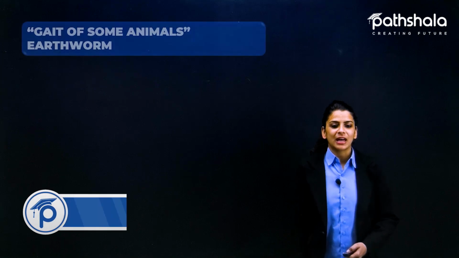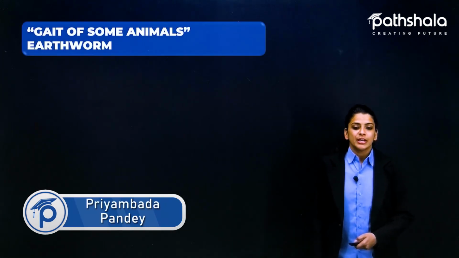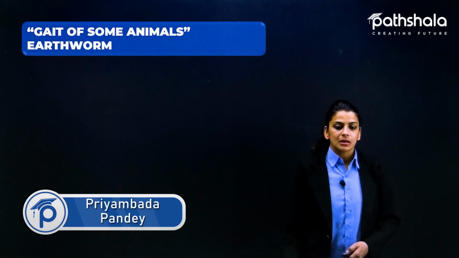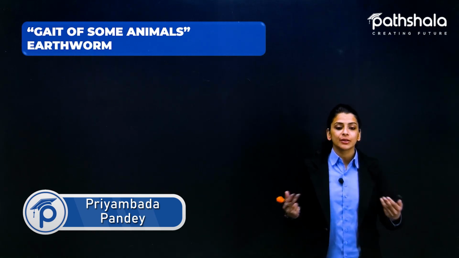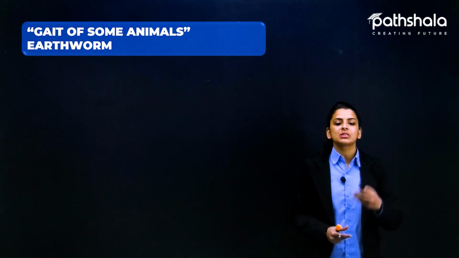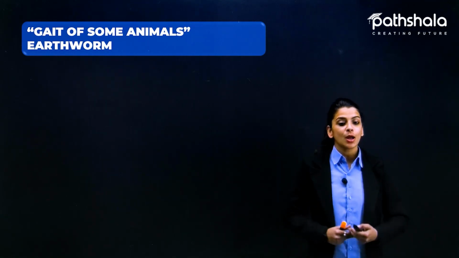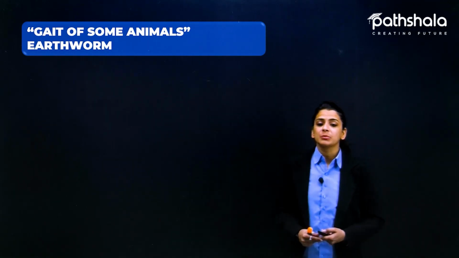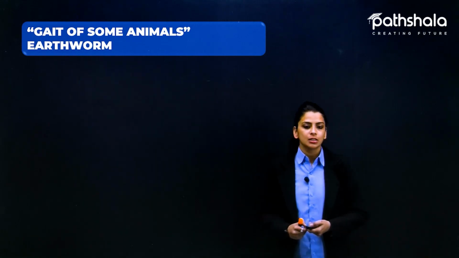Moving on to our next topic, that is gait of some animals. So what exactly does gait mean? Gait means the way anything walks or moves. Here we are going to talk about some animals and the way they move. In gait of animals, our first animal is the earthworm.